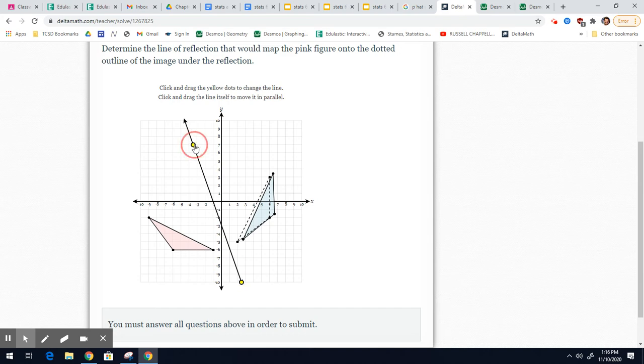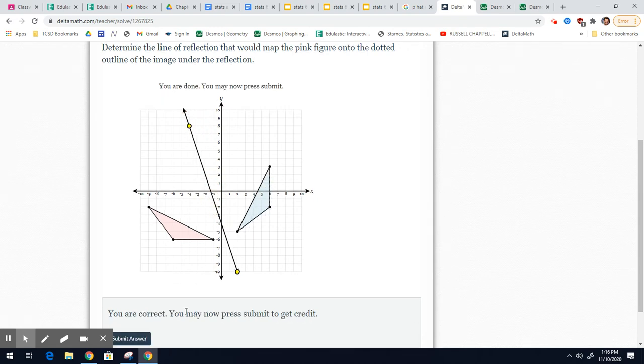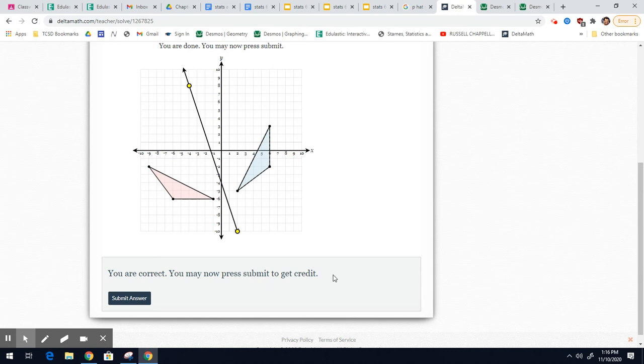So remember, I got to be vertical. There we go. Back to vertical. It says I'm correct. And again, if you look at this line, if we pick two nice points, here's a nice point, and here's a nice point. What's that slope? Down 3, right 1. That is a slope of -3.